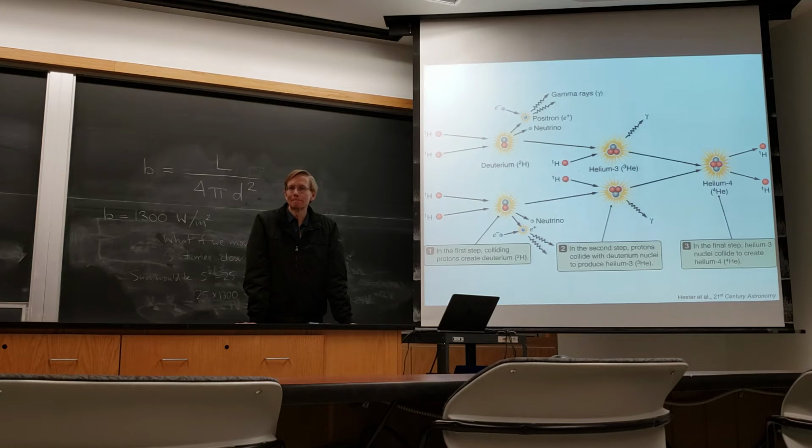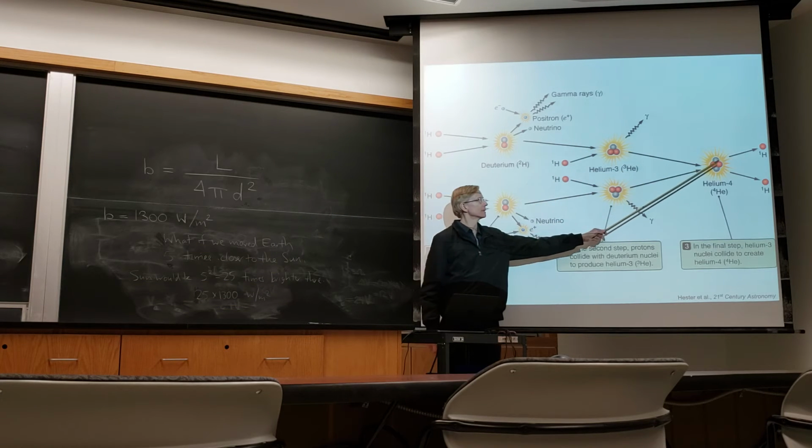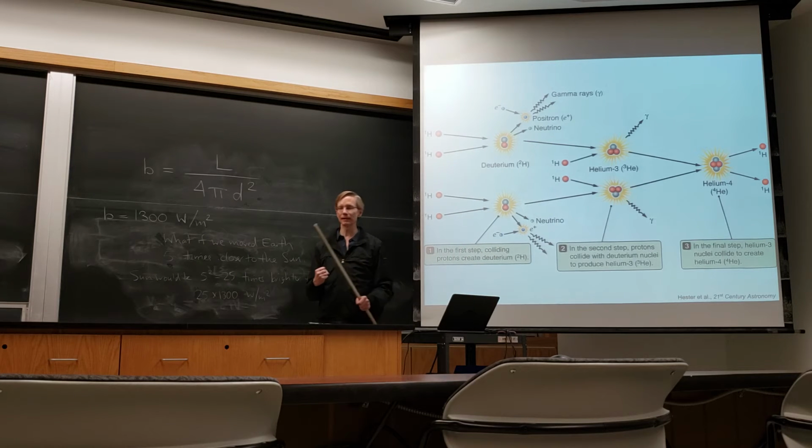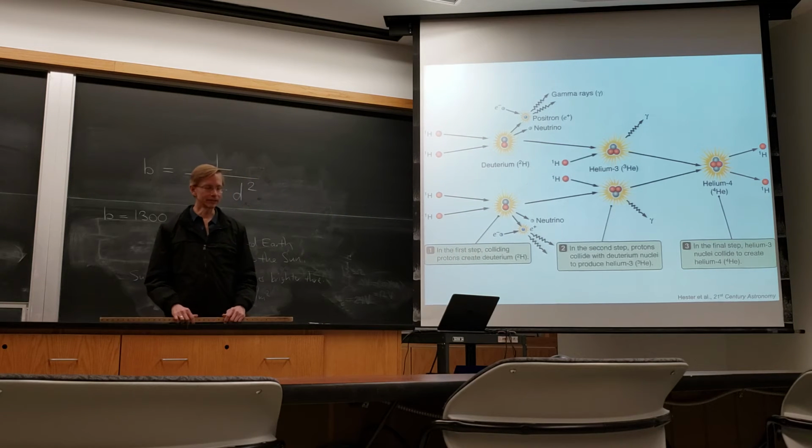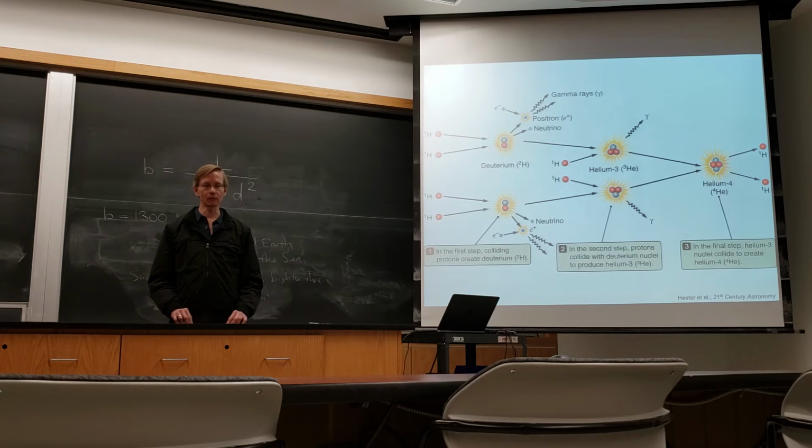How does E equals mc squared play a role in this? So if I compare the mass of this helium-4 nucleus right here to the mass of the 4 protons that created it, what do I find? Does the helium-4 have the same mass as the 4 hydrogen that made it up? Does it have less mass? Does it have more mass than the hydrogen that was used to build it? It's less mass by about 0.7%. It has less mass than the hydrogens that built it.